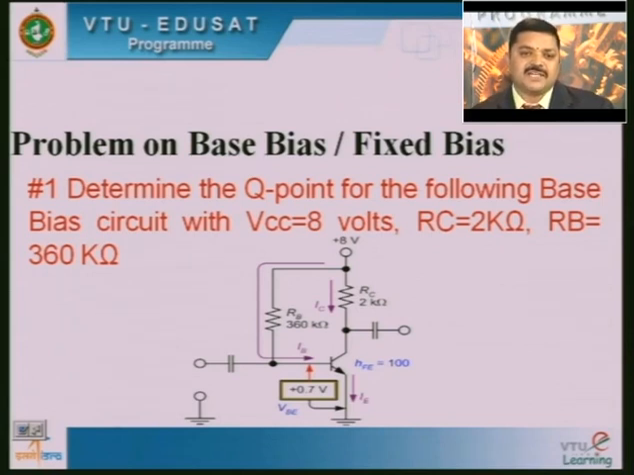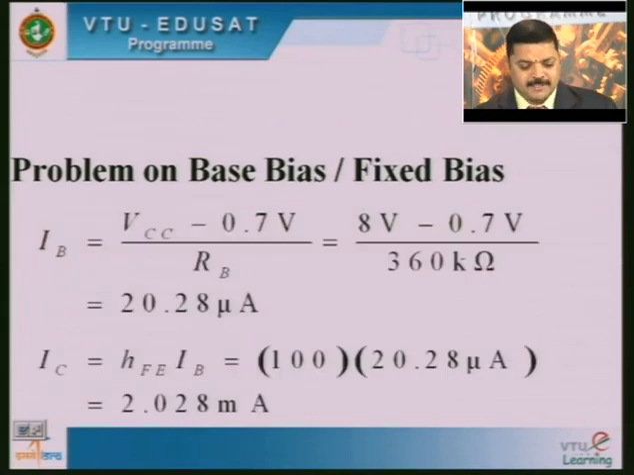What is the transistor used? The transistor used is a silicon transistor, because VBE is equal to 0.7 volts for a silicon transistor and VBE is equal to 0.3 volts for a germanium transistor. Suppose VBE is not given in the problem, we can always assume a silicon transistor, therefore VBE can be taken as 0.7 volts. So, let us move with this.